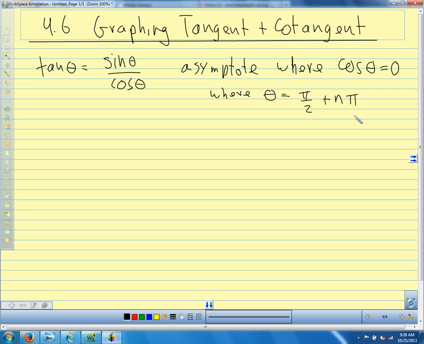So we're at pi over 2, we can add pi to that and get to 3 pi over 2, add another pi and get back up to a coterminal angle with pi over 2, and we just keep going that way. So we're going to get a bunch of asymptotes with our graph.